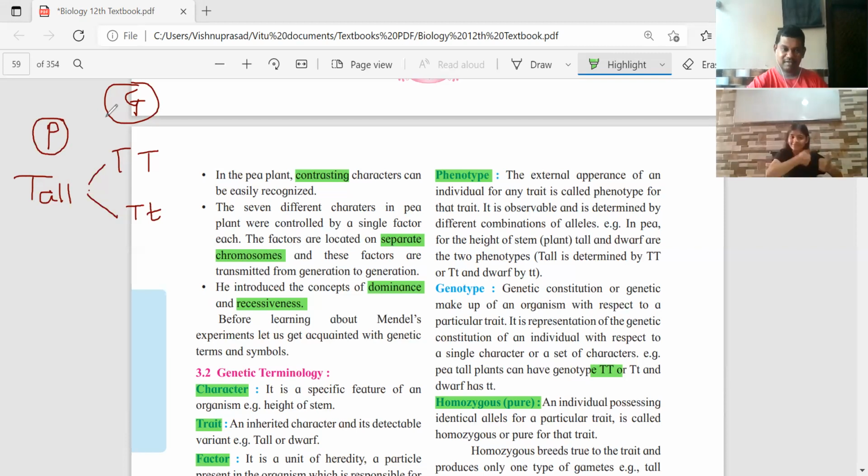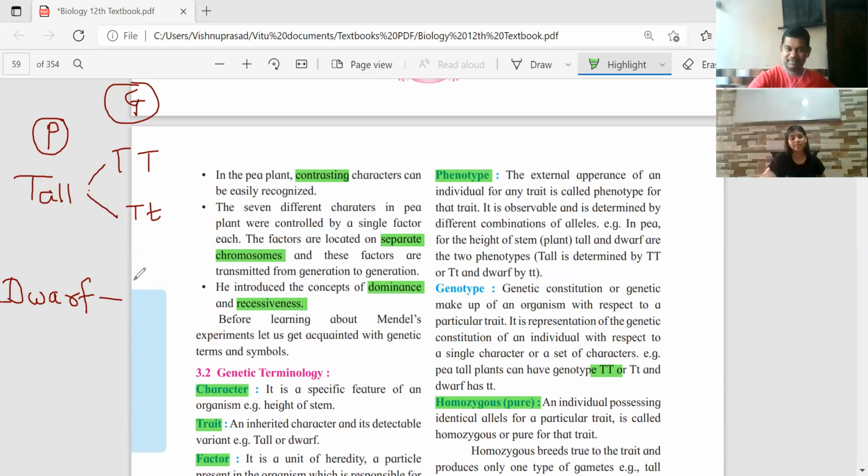Now if I say that an organism you see is dwarf, short. So if I ask you if dwarf is the phenotype, what is the genotype of the organism then? Think and answer. What is the genotype of the organism which is dwarf?